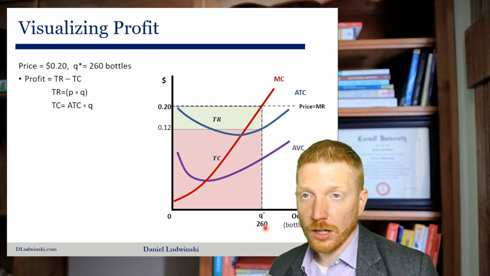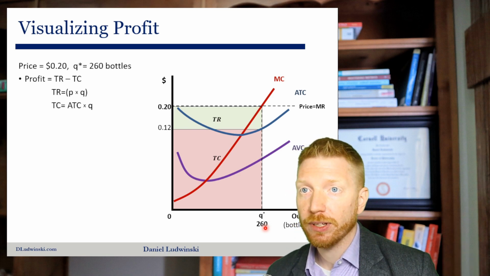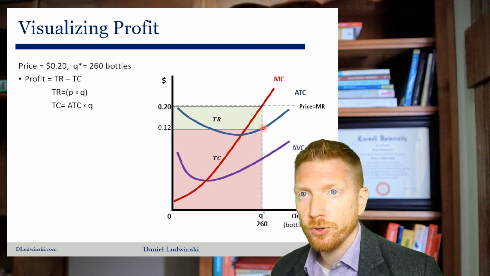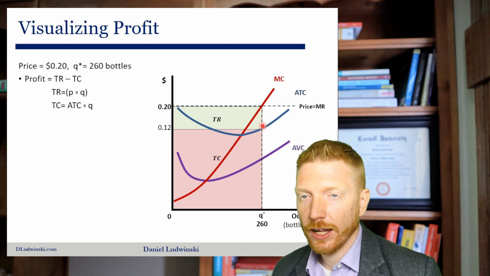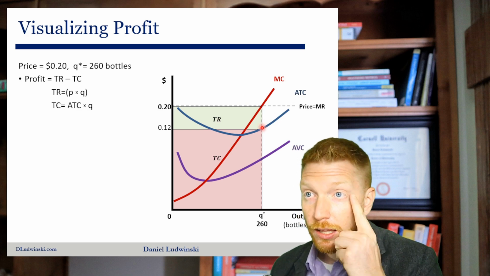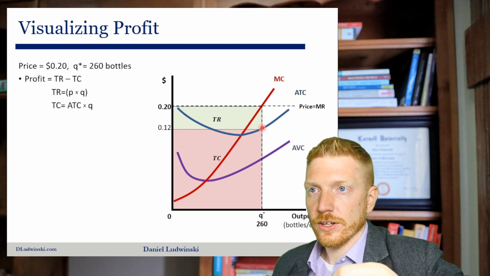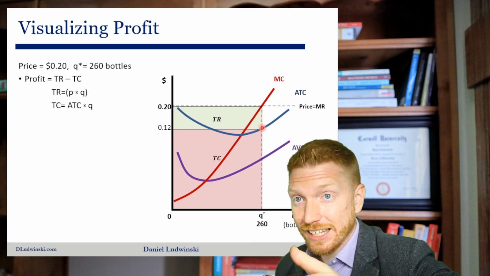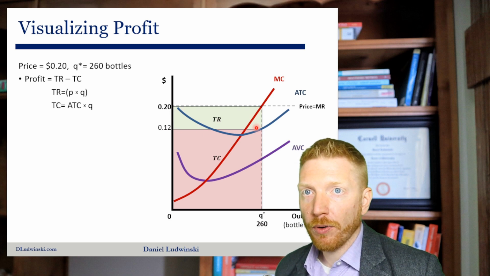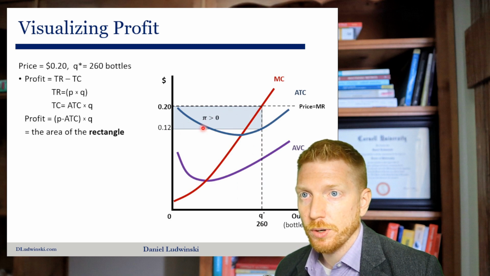Total cost, we can do this many different ways, looking at functions, looking at our total cost function, but the easiest way in terms of thinking about this graphically is if we take average total cost at that point, right here, at this quantity. That's average total cost when we're at 260. And if we take an average and multiply it by quantity, we get the total back. Right? So average total cost times quantity is total cost, this whole area here.